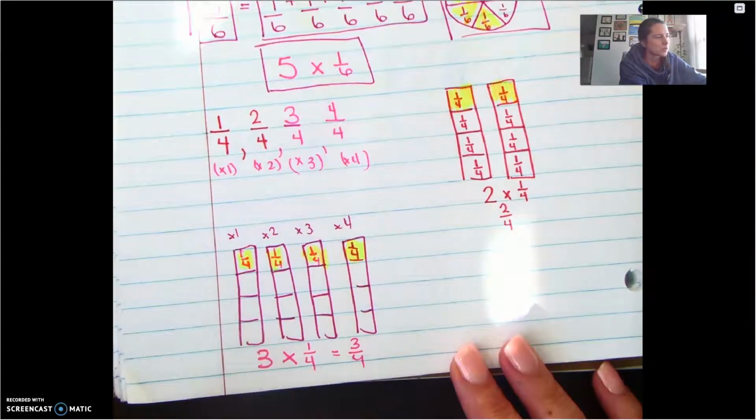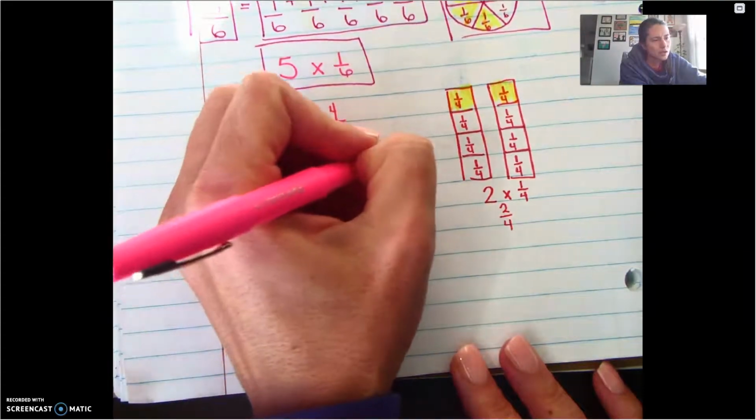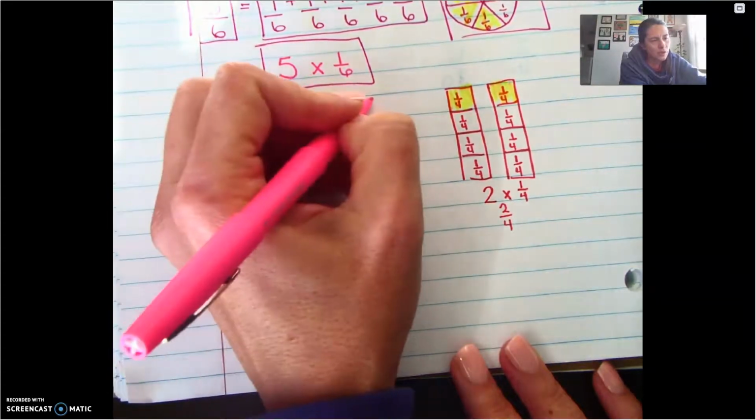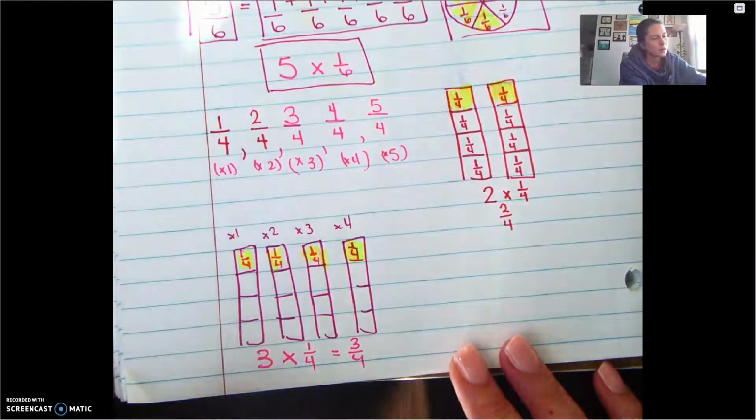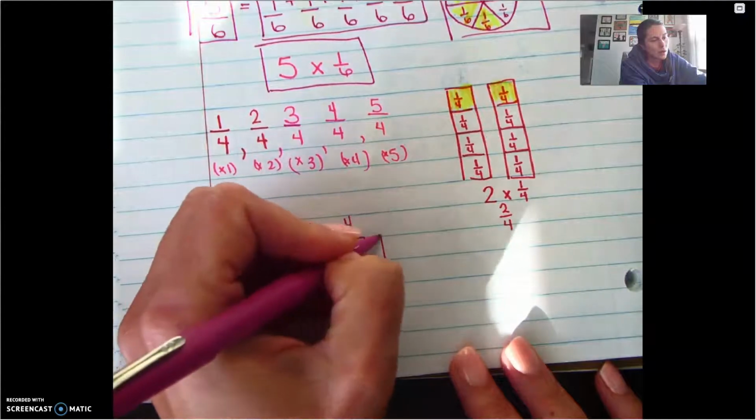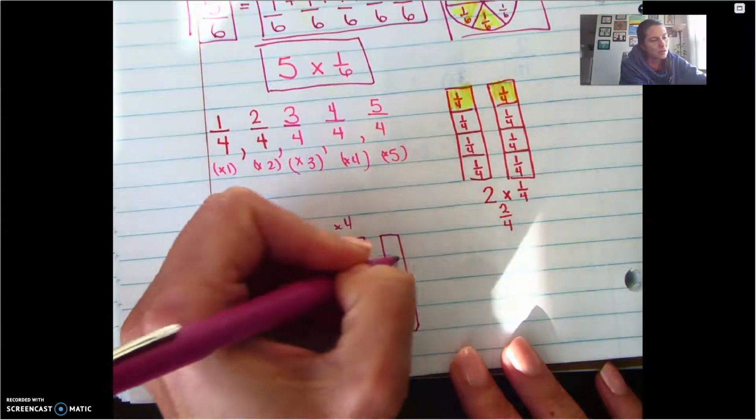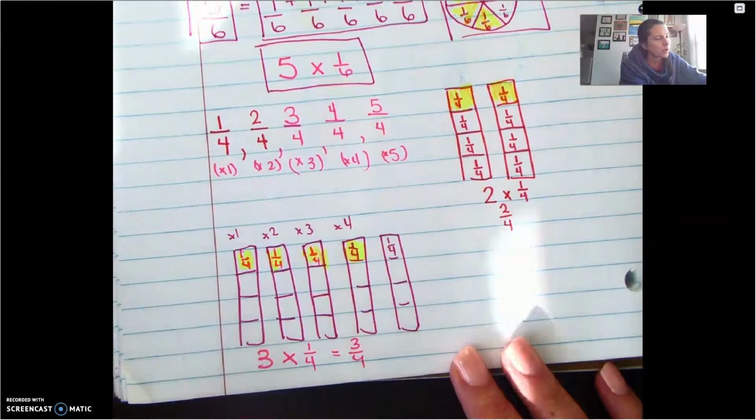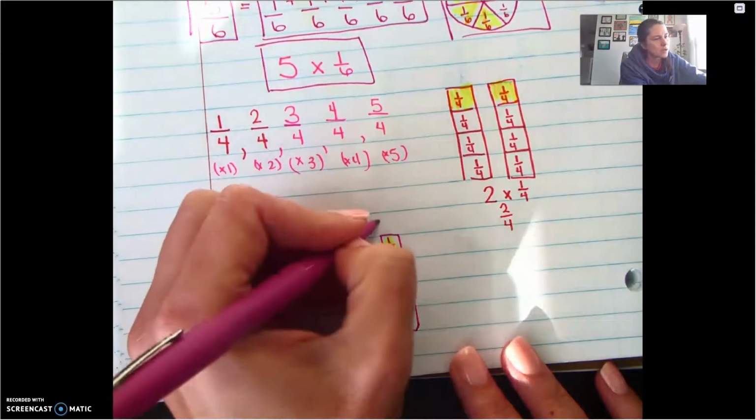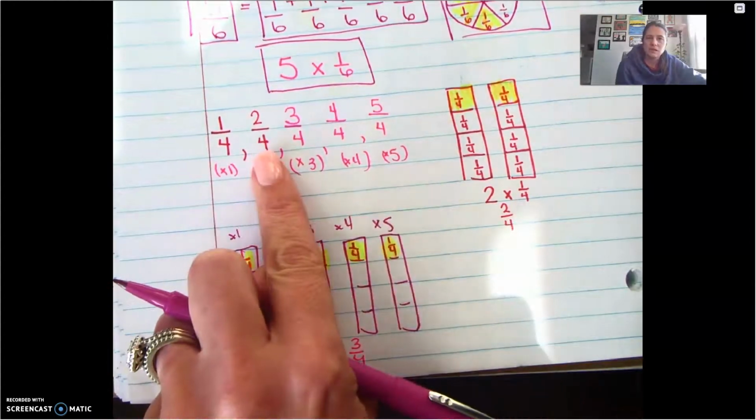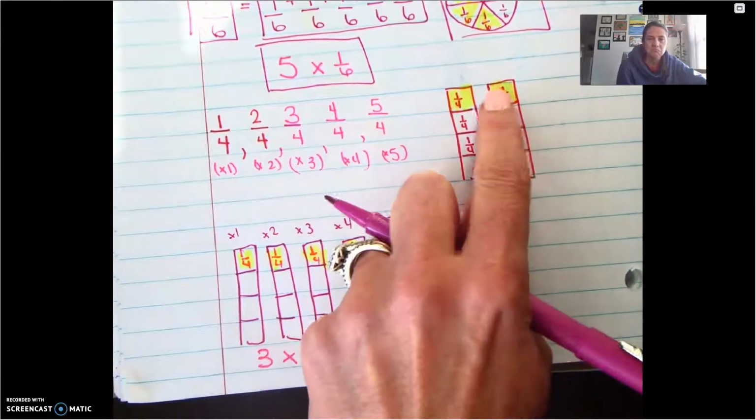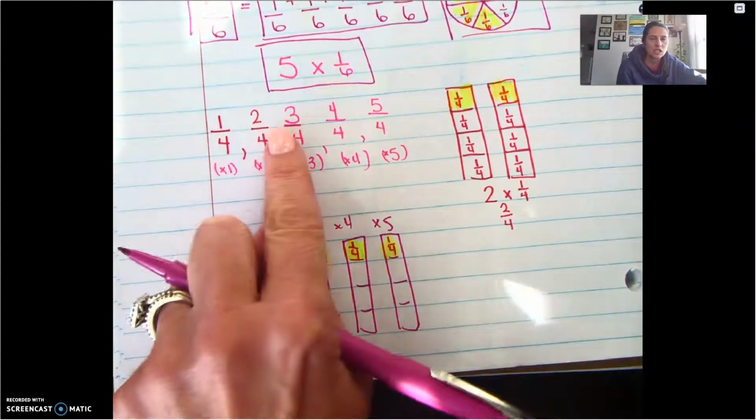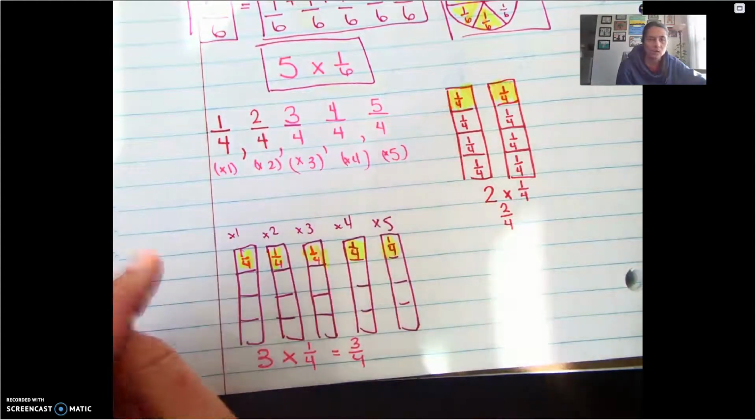Okay, so what will be the next one? We're going to do times 5. I'm predicting. Drawing my picture. 1/4. Times 5. So the same thing happens. What do you notice? Do we change how many pieces there are? Nope. We are just changing our numerator.